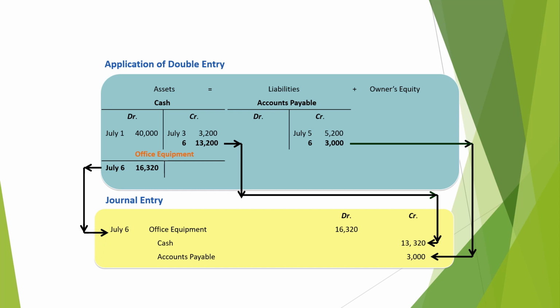So we can see that we're still in balance here even though we have 3 accounts. Our total debits equals $16,320. And to get our total credits, we're going to add what we did to cash and what we did to accounts payable because those were both credits. When we add those two numbers together, we also get $16,320. So even though we had 3 accounts, we still stayed in balance.